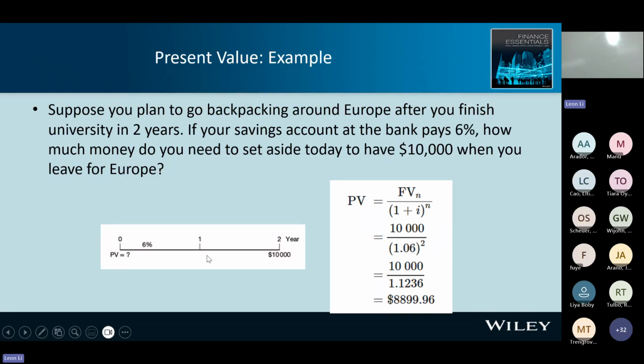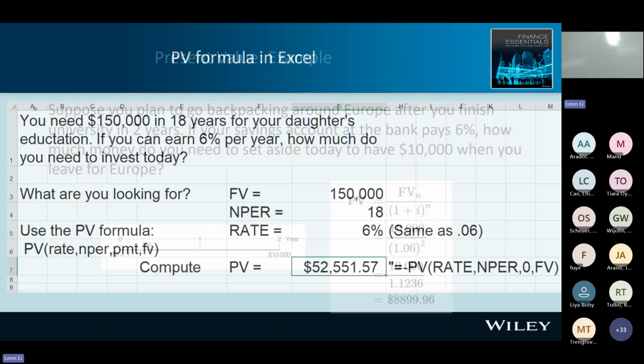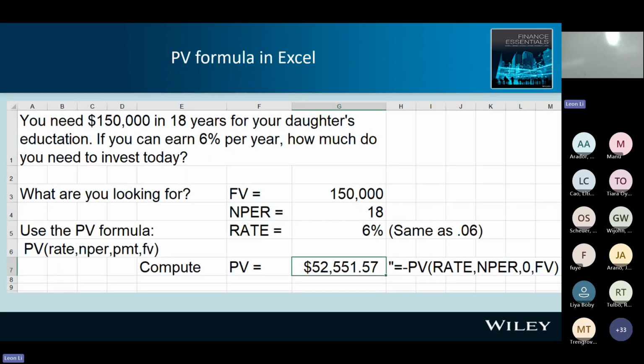You can do the calculation by the equation or by hand. PV is FV divided by (1 plus i) to the power of n. Then FV is 10,000, i is 6%, number of periods is 2 years. Finally, you have your present value. So this example should not be a problem. Let me use another example for you.